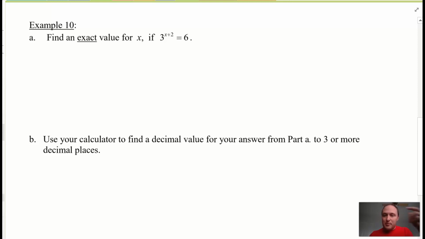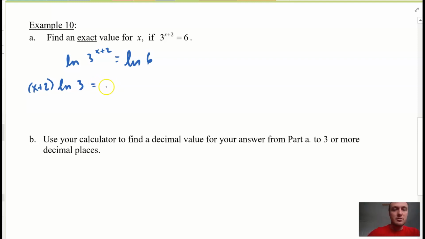If I want to bring down a power, I have to use a logarithm. So I'll take the logarithm of 3 to the power of x plus 2, and this is equal to the natural log of 6. Now that I have a log, I can bring down that power out front, okay? And anytime you see a binomial, make sure you put parentheses around it, and I'll tell you why in a second. So I have (x plus 2) times the natural log of 3 is equal to the natural log of 6.